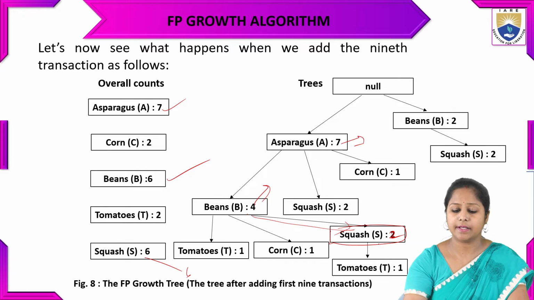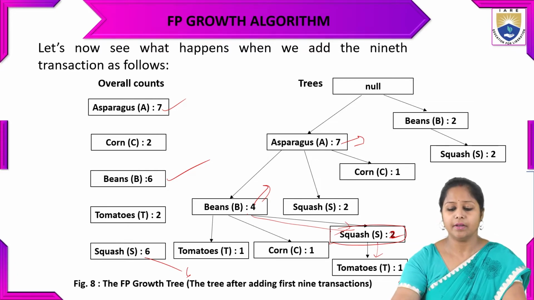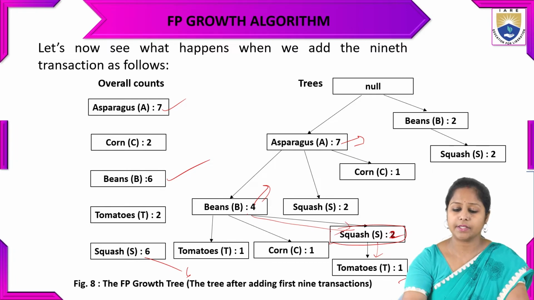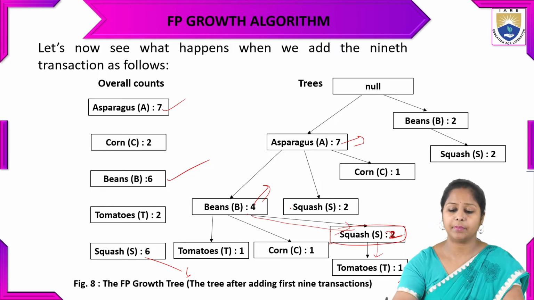And the other items will be the same as earlier. The tomato was 1 earlier, so it will be 1. Here the squash has been increased to 2. So the tree for that 9th transaction has been completed now.